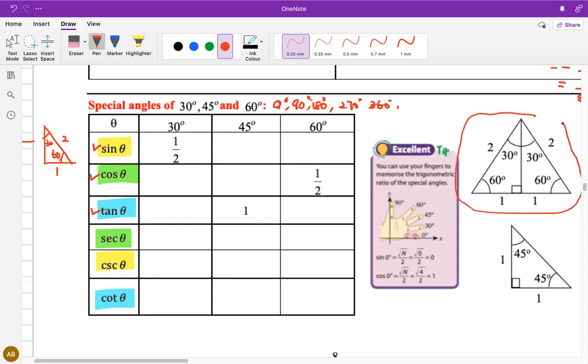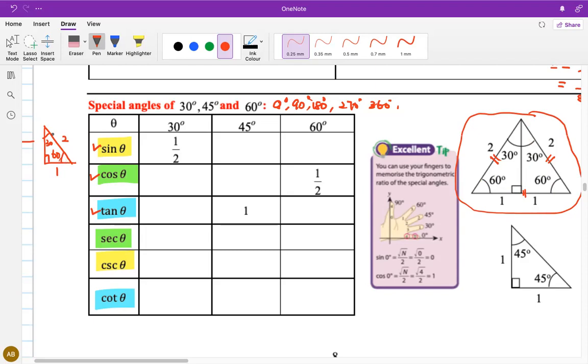As you know, this is an equilateral triangle. Equilateral triangle means all the sides are the same, so we put 2, 2, 2, right? But we divide it into 2, because we want to get the 30 and 60°. So we get this type of right angle triangle, with the angles 30 and 60.